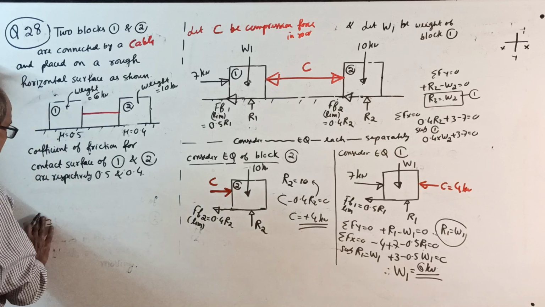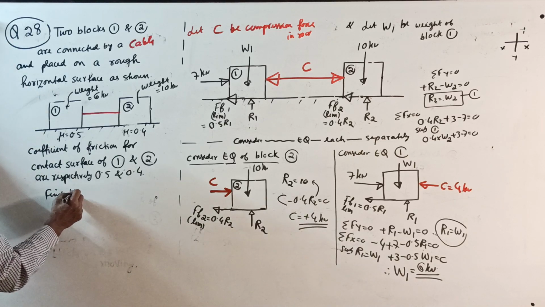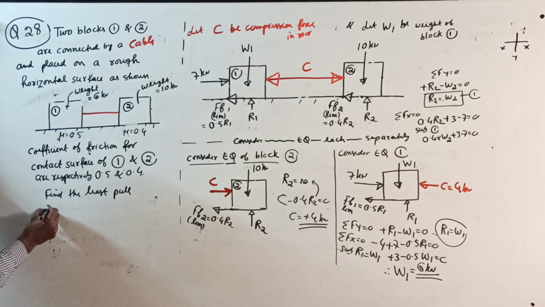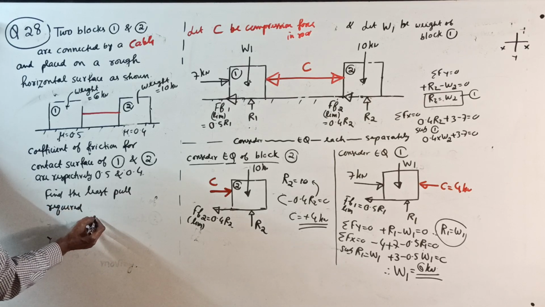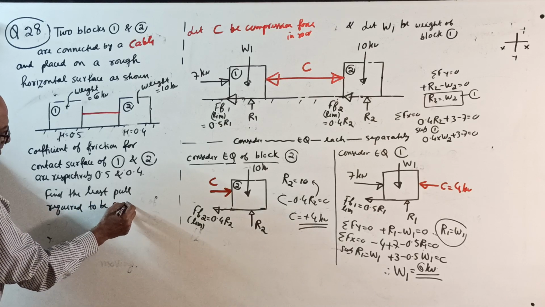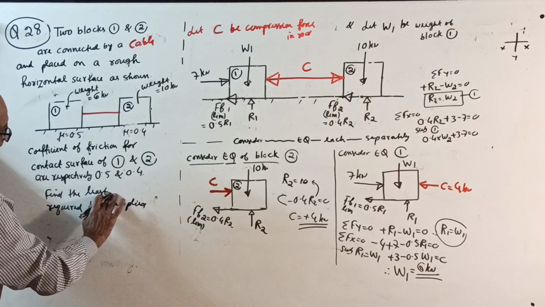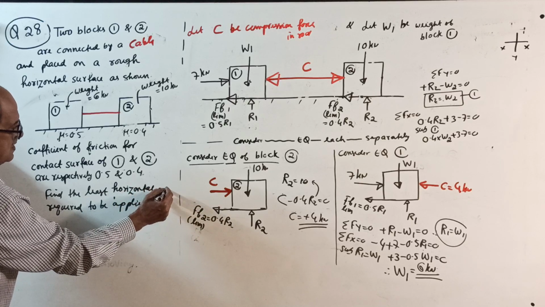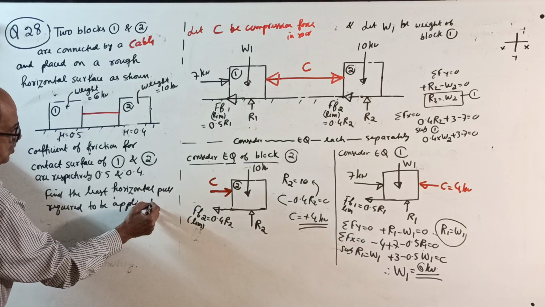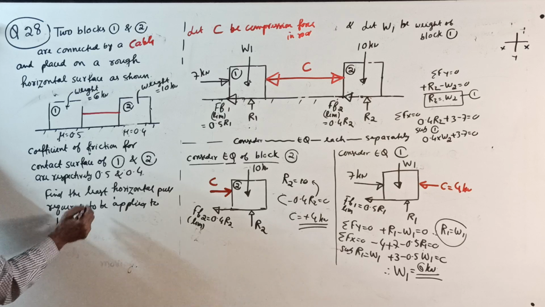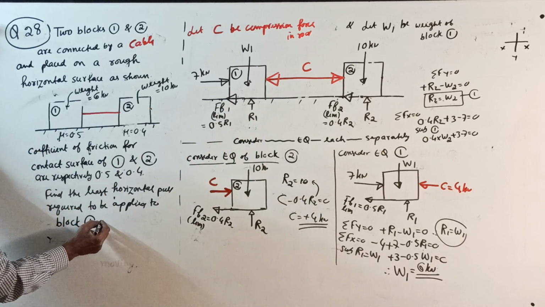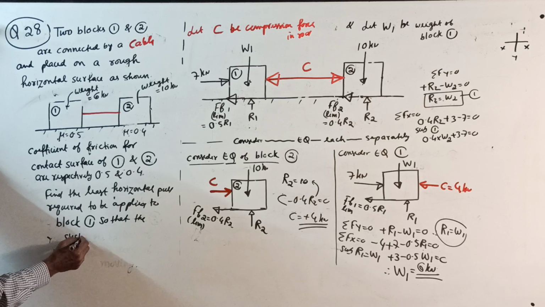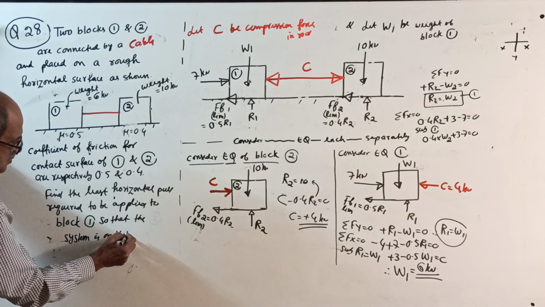And the question is: find the least horizontal pull required to be applied to block 1 so that the system is on the verge of moving.